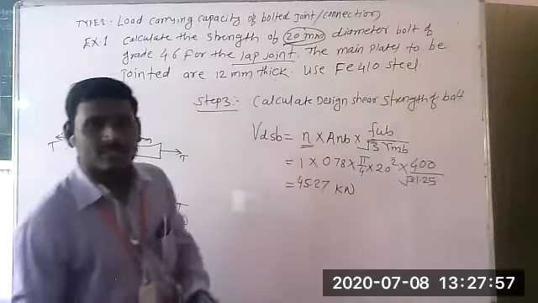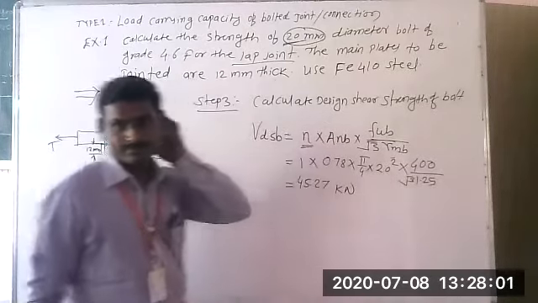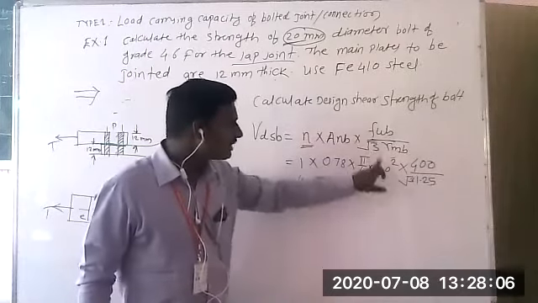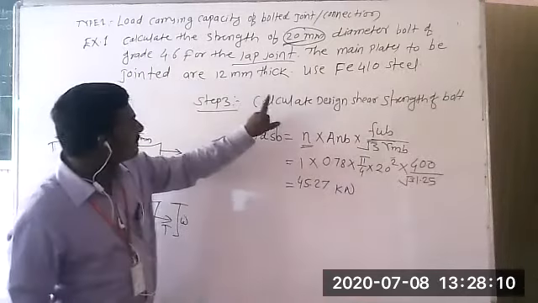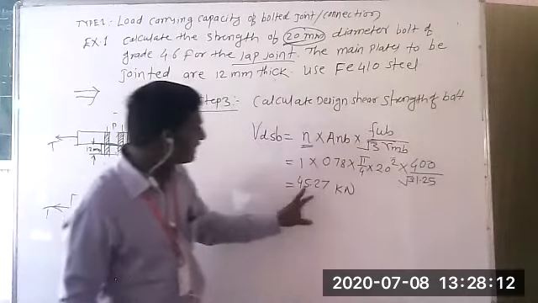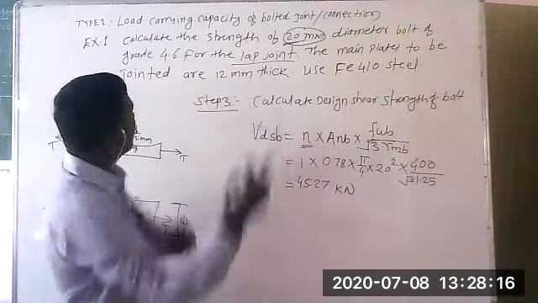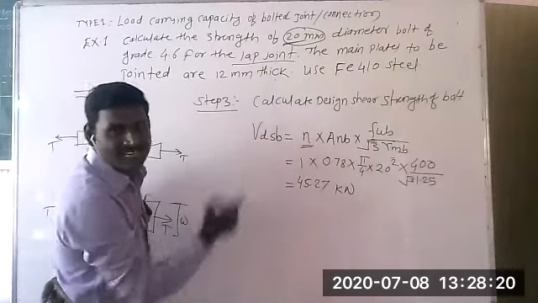And make here this under root 3. By mistake, I have not written here under root 3. So if we add this under root 3, the design shear strength of the bolt is 45.27. This is the correct answer.